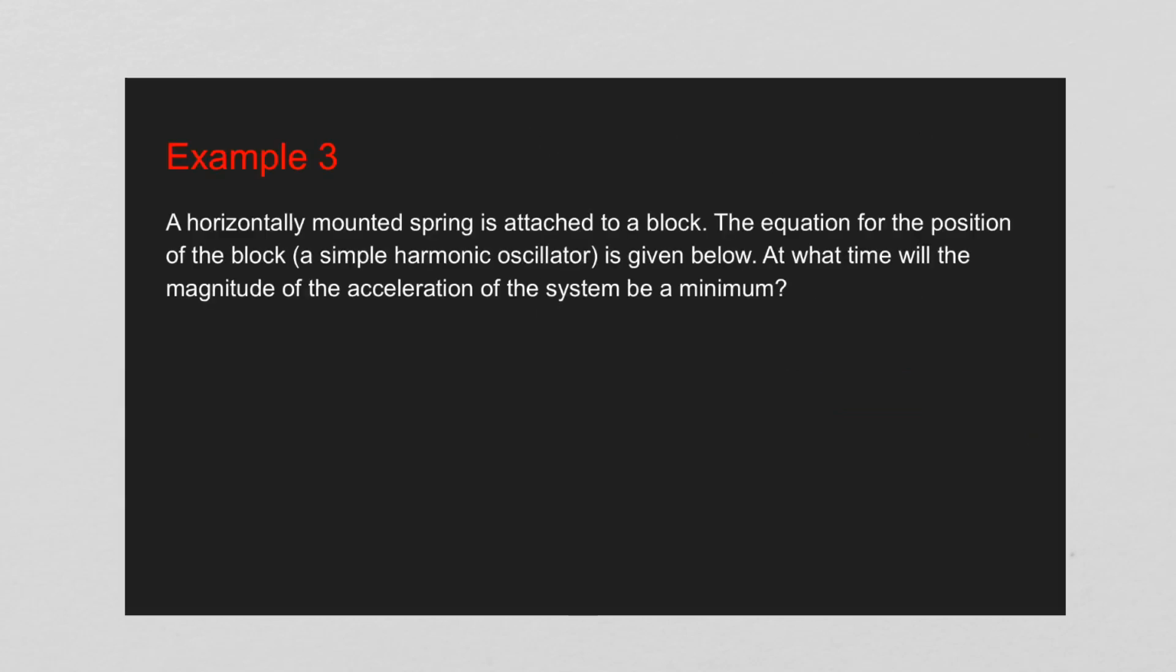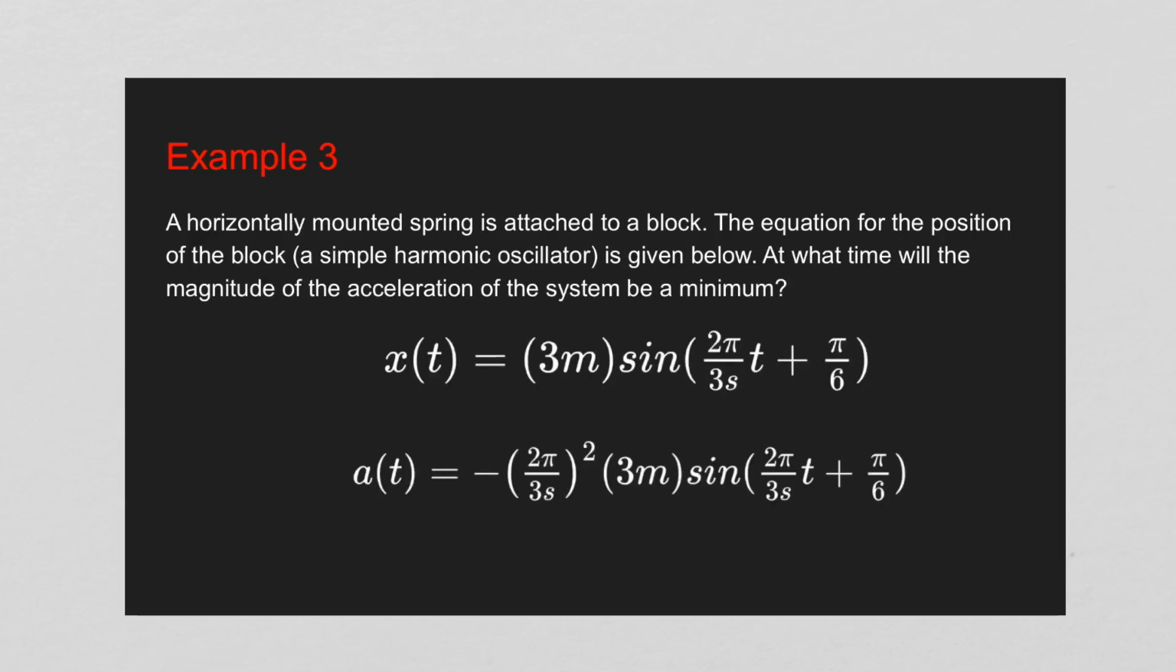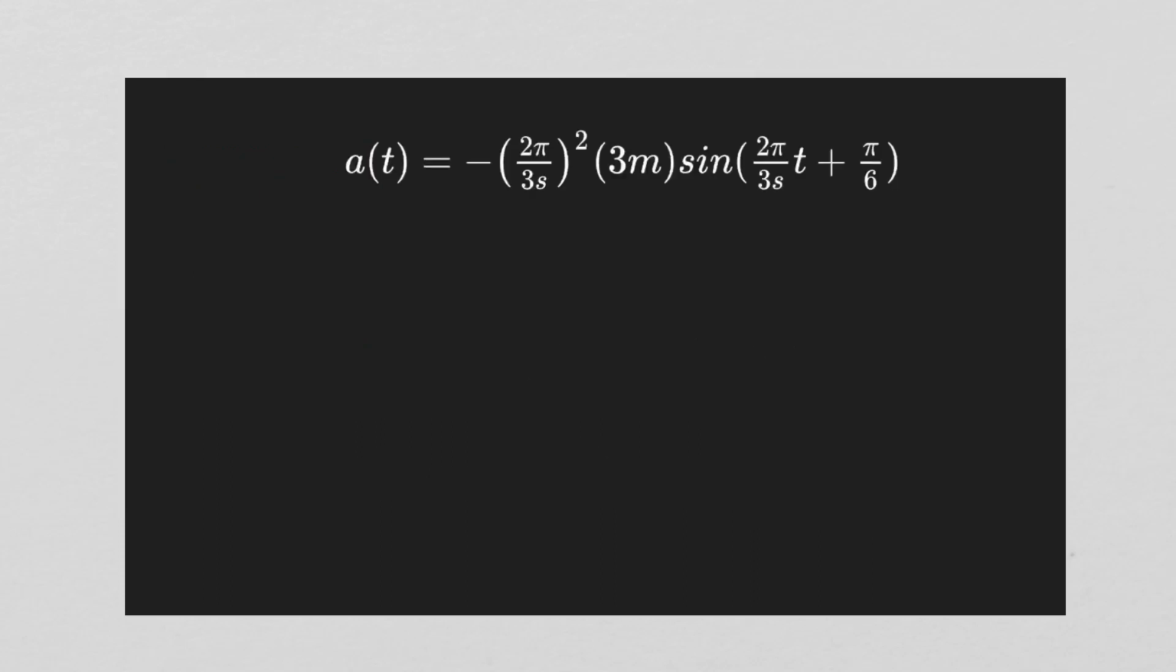Now for the final example. In this case, same thing, horizontally mounted springs. We'll get into vertical springs later. But for the horizontally mounted spring, the equation for the position is given below. What's the magnitude of the acceleration of the system? At what time? So this is a little bit different. I'm looking for time. Well, the only part that matters is the argument inside, because that's where the time is.